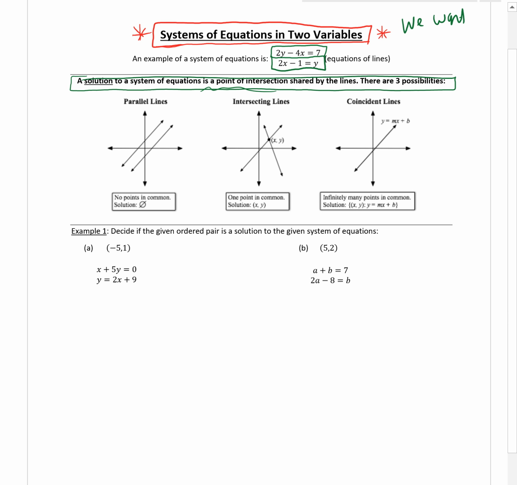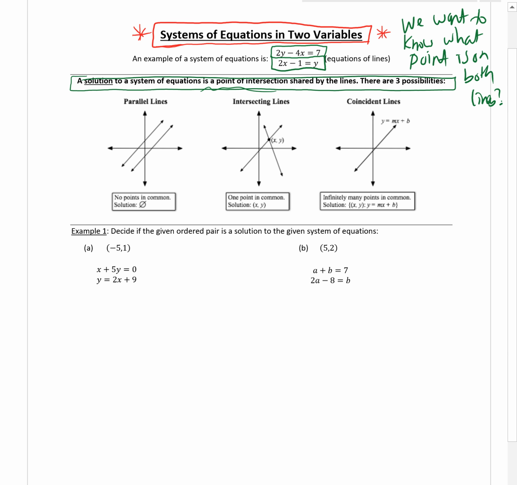We want to know what point is on both lines together. If there is one, sometimes there's not, but most of the time there is. You'll find one exact point where they intersect. So with that in mind, there's three possibilities here, and there's a picture of each.